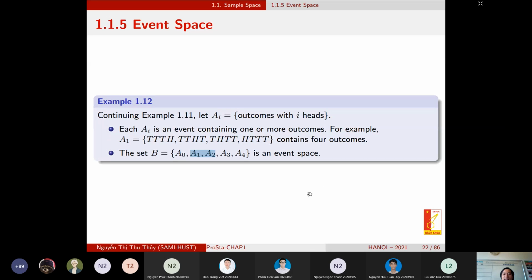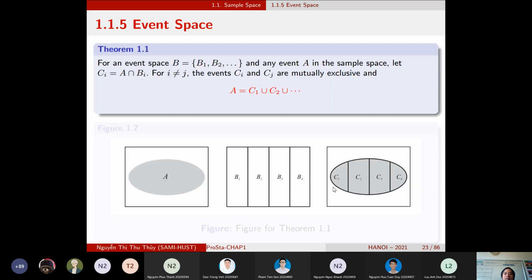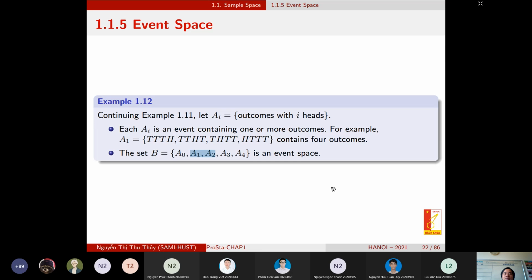Let me recap it. We have only one sample space in each experiment; of course, in another experiment we have another sample space. But if we consider a specific experiment, we have only one sample space, but we have a lot of event spaces. It depends on how you define the event.